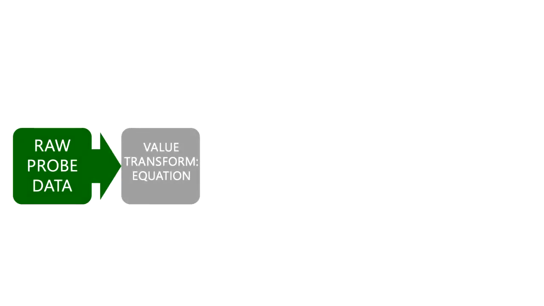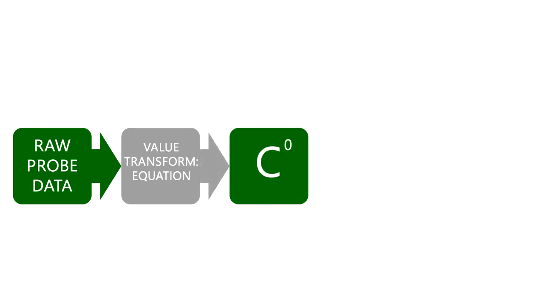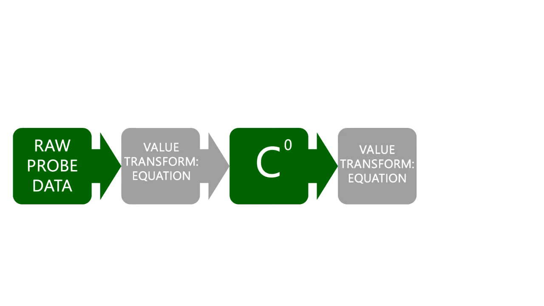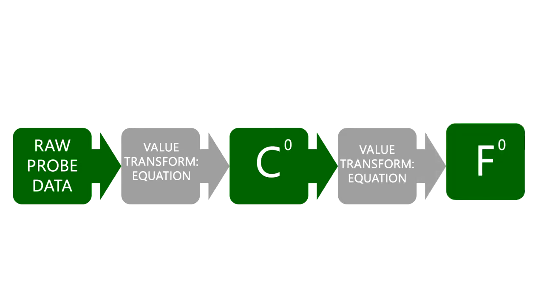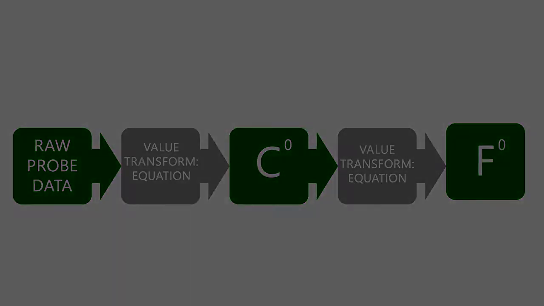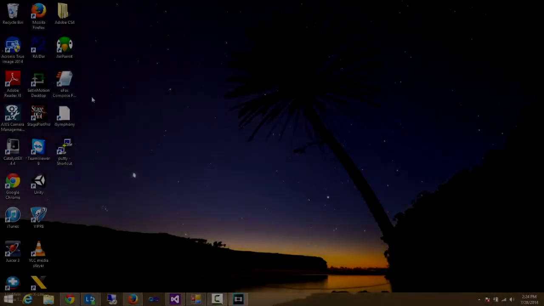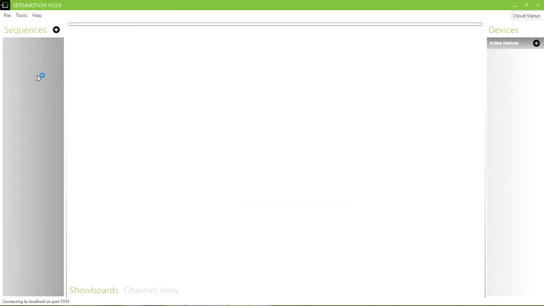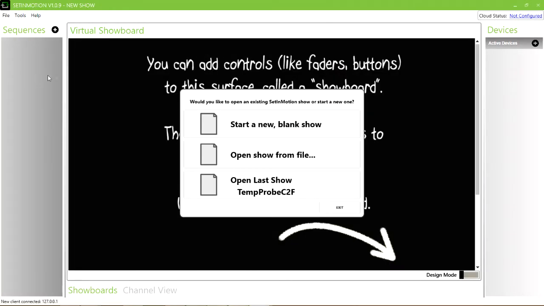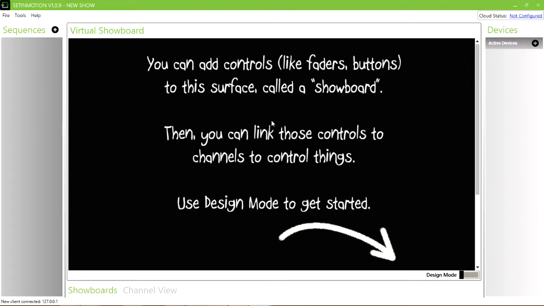Using equations in SetInMotion, we'll convert probe output to Celsius and Celsius to Fahrenheit. That will give us 3 different sets of information, all from the same probe. Ready to get started? With your Phidgets interface kit and temperature probe already connected to USB, open SetInMotion. Choose Start a New Blank Show, and then switch to Design Mode.